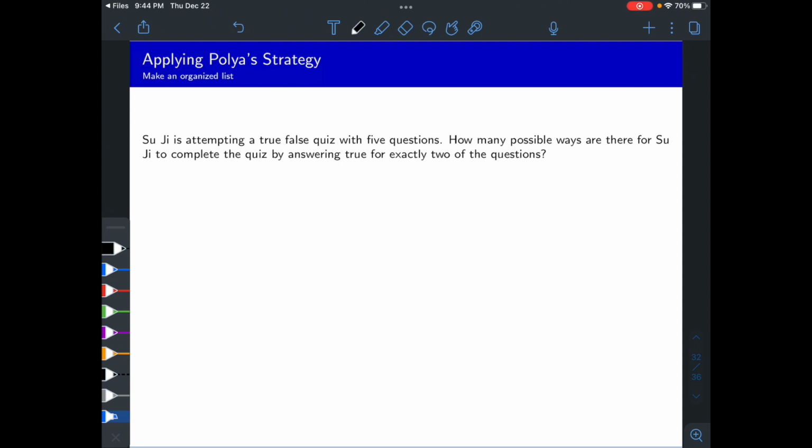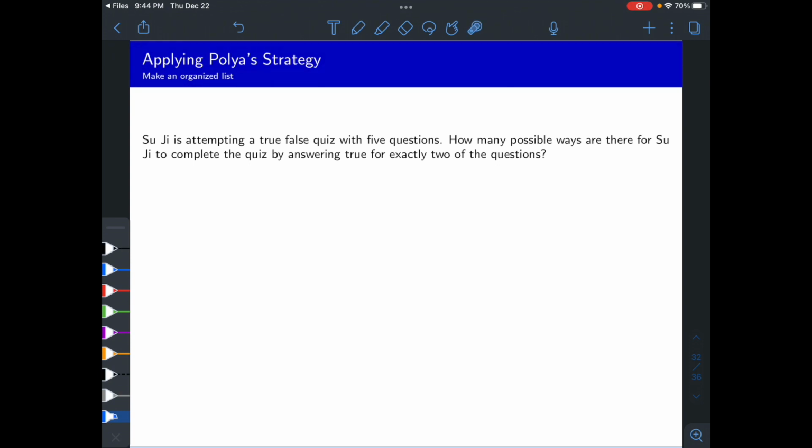All right, what about making an organized list? How can we use that? So similar to that coin problem. So let's say that Suji is attempting a true-false quiz with 5 questions. How many possible ways are there for Suji to complete the quiz by answering true for exactly 2 of the questions? So this is one of those where you really want to make sure that you're understanding the problem first.